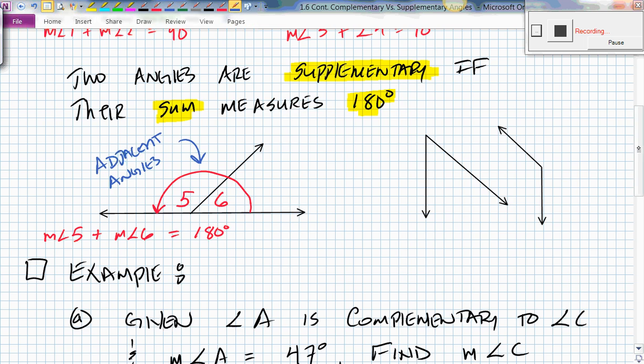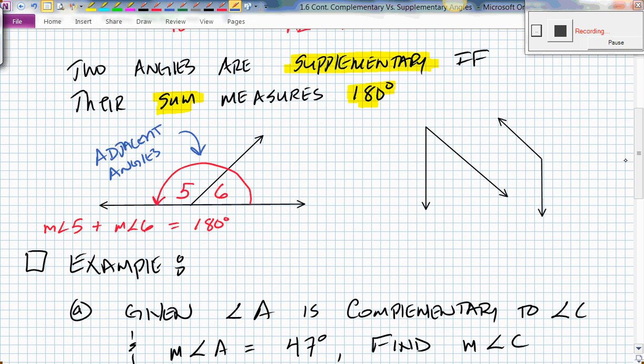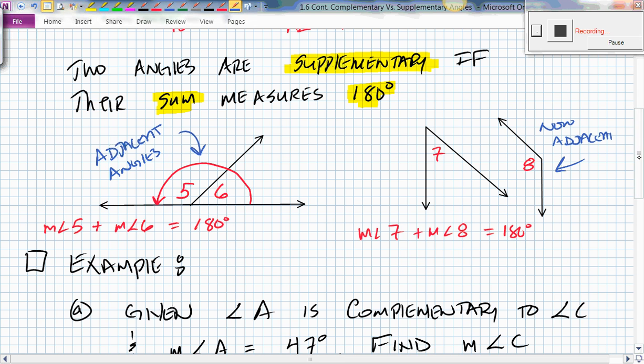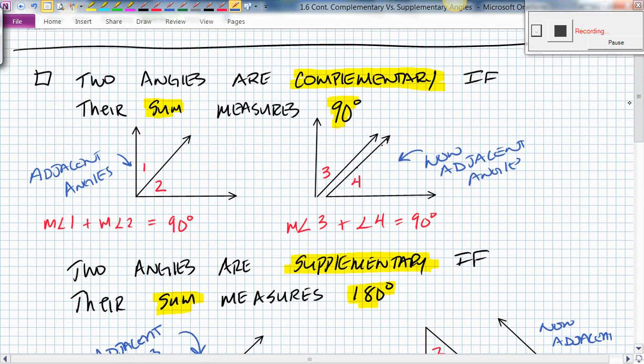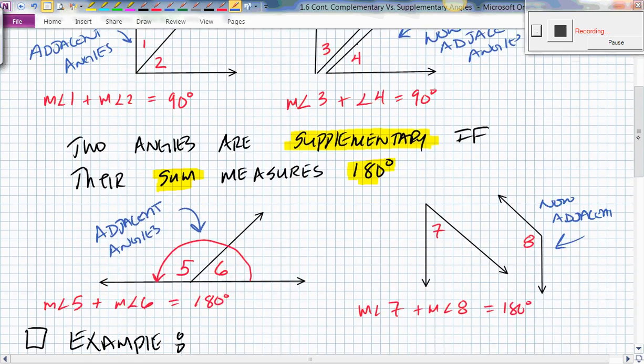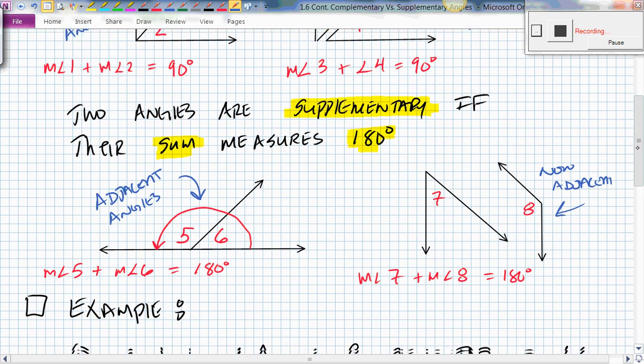And similar to complementary angles up here, they don't have to be next to each other, so they could be non-adjacent. So this could be angle 7 and this could be angle 8. So the measure of angle 7 plus the measure of angle 8 could also be 180 degrees, and those are non-adjacent angles. So they don't necessarily have to be right next to each other. Okay? So we've got complementary angles, sum is 90 degrees. Supplementary angles, sum is 180 degrees.